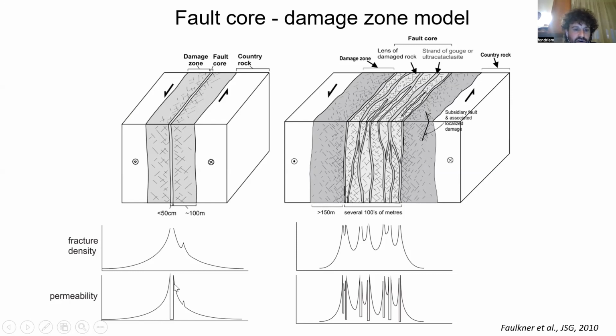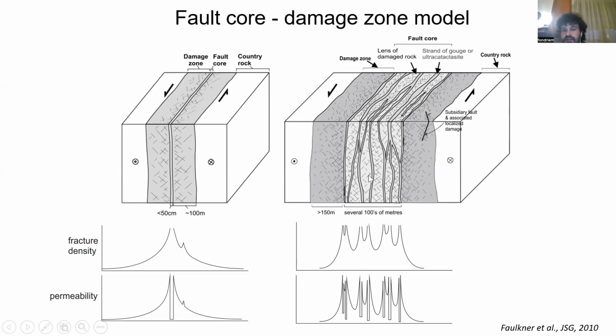You will see that the fault core is the less permeable unit inside of your fault zone. And then with the progressive decreasing of fracture density in the fault damage zone, also the permeability will decrease toward the level of the host rock.